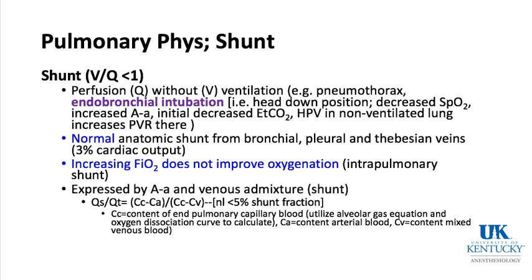A shunt can be expressed by the AA difference and by venous admixture or the shunt equation, which is shown here. Shunt over total flow is equal to the difference in content of end pulmonary capillary blood minus arterial blood, over end pulmonary capillary blood minus venous blood content. And this shunt equation should give you a number less than 5%. When it's greater than that, we say it's a shunt situation.